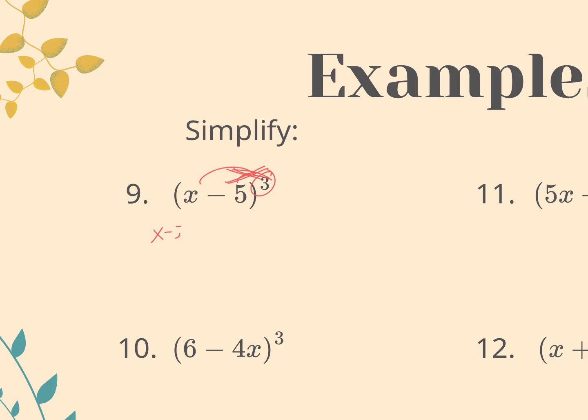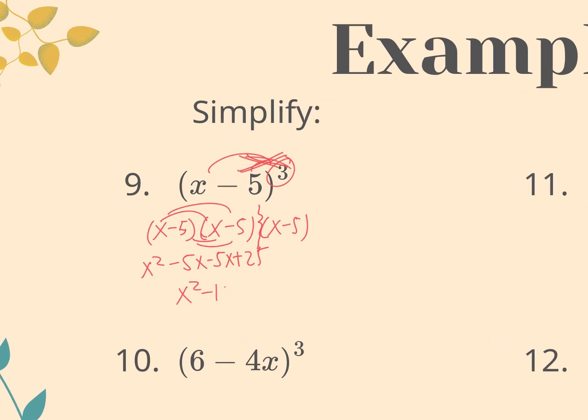So I'm going to get x minus 5, x minus 5, and x minus 5. I'm going to do 2 at a time, so I'm going to separate that x minus 5 at the end, and I'm just going to do the first 2. Foiling that is going to get you x squared minus 5x minus 5x plus 25. And then we get x squared minus 10x plus 25. And then I can bring down that x minus 5.